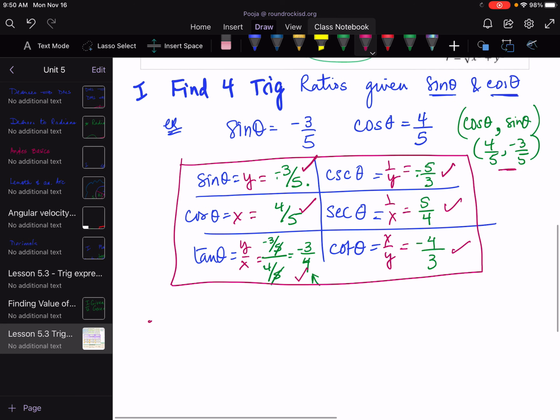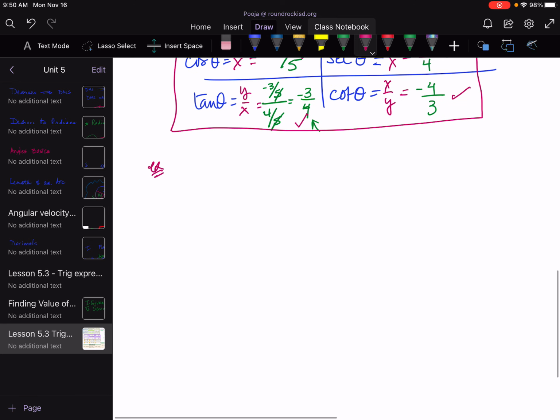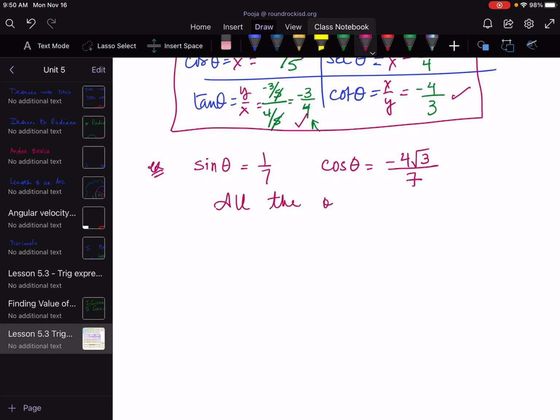Alright, let me give you another example, because when radicals are introduced, then it can somehow get challenging. Actually, this one is from Math Excel. This is a homework question as well. Sine theta is given to be 1/7. Cosine theta is given to be -4√3/7. And I have to find all the other.